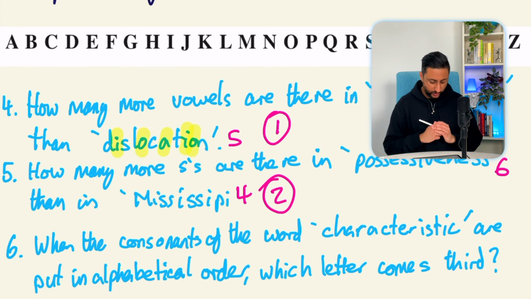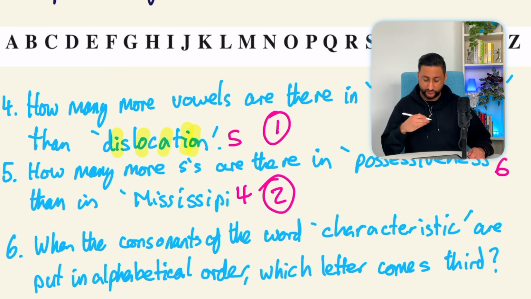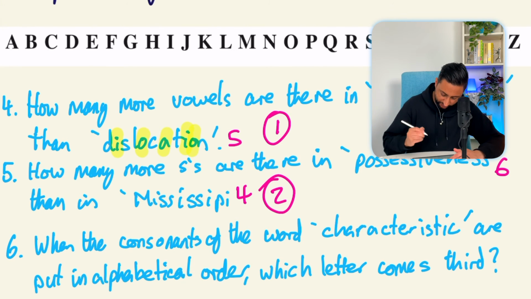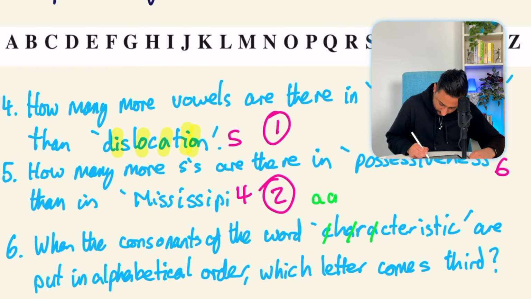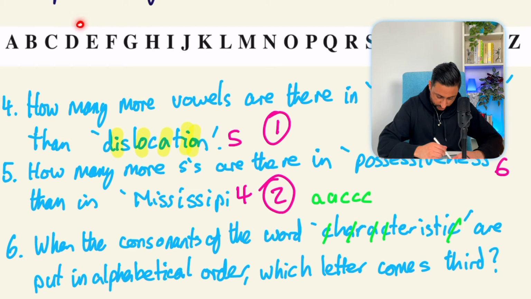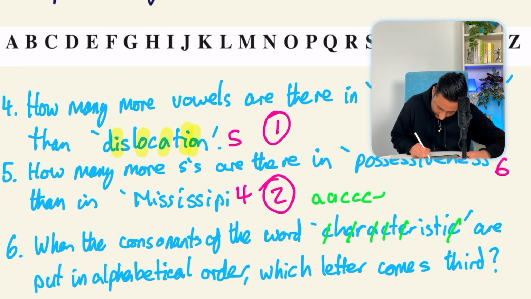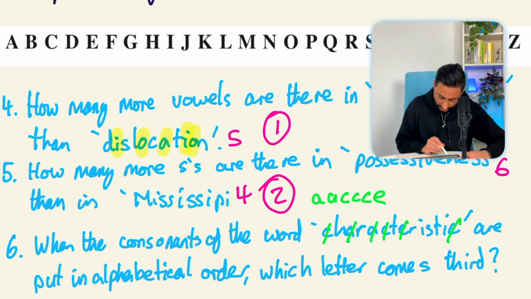And finally, when the consonants of the word characteristic are put in alphabetical order, which letter comes third? Okay, so I'm going to go through and I'm going to cross off each letter as I go through. We have 2 A's, we have no B's, we have 1, 2, 3 C's. Okay, let's take a look at our alphabet. C, no D's, no E's, no F. Oh no, we've got an E. We have an E. 1 there.